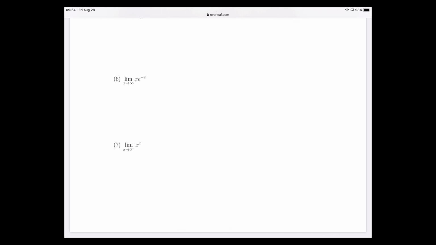Is that 0 over 0 or infinity over infinity? No, it is not. But with some algebraic work, I could rewrite it in that form. The solution for this one is, what does e to the minus x really mean? Right, so I could rewrite number 6 as x over e to the x, and now it is in a form where L'Hopital's rule applies. A similar thing is going to happen in number 7, but in number 7 we'll have to use a logarithm.